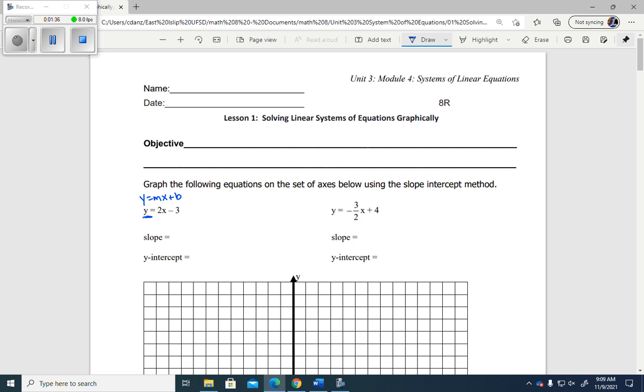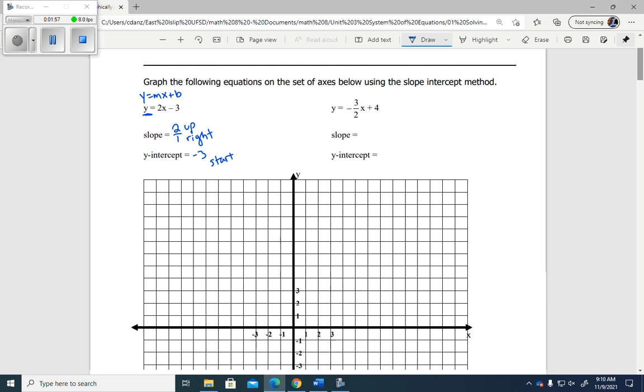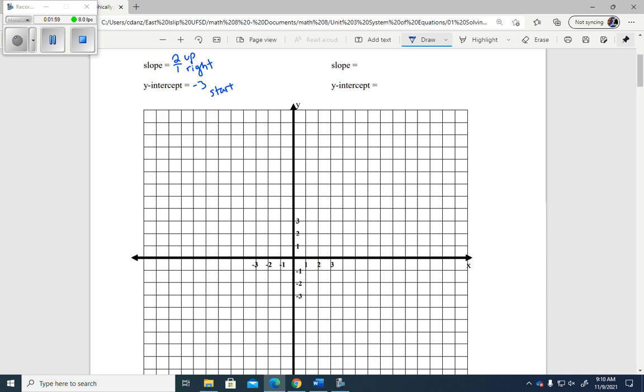Remember, the slope is the coefficient of x, so the slope is 2. We like to write it as 2 over 1. And the y-intercept is -3. Remember, we start at our y-intercept, and when the slope is positive, we go up and right. So let's graph this first line. I'll start at -3. And I'll go up 2, right 1.